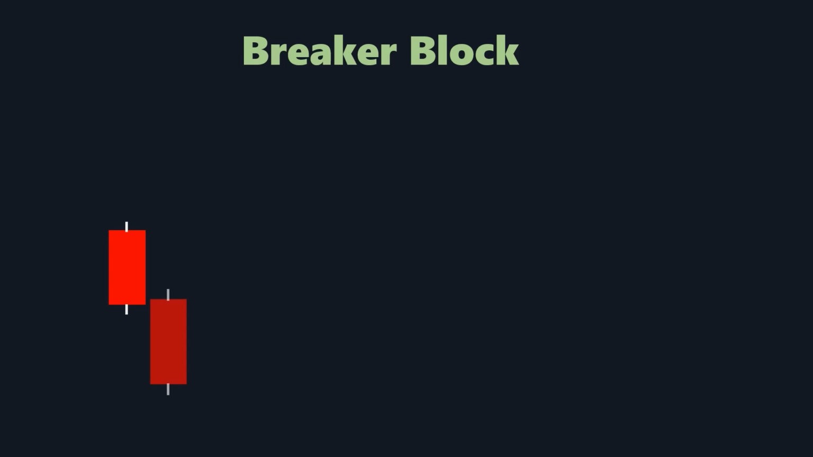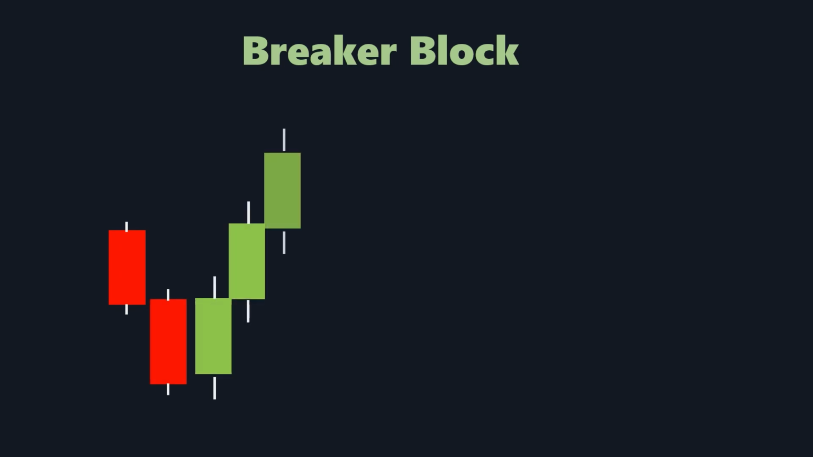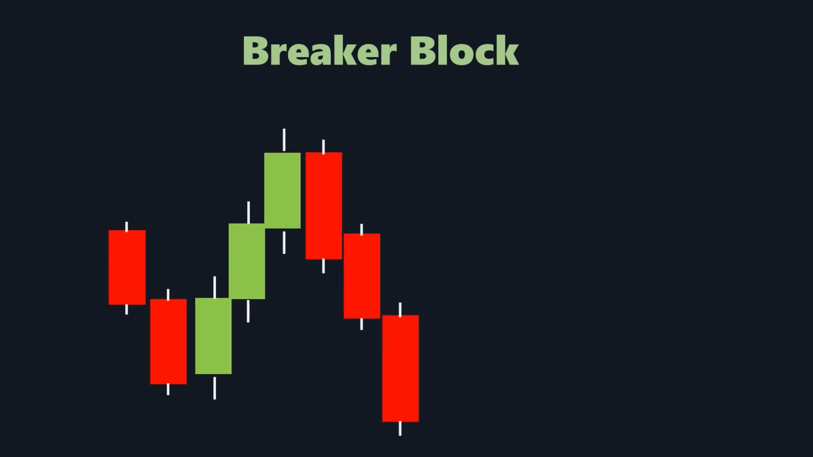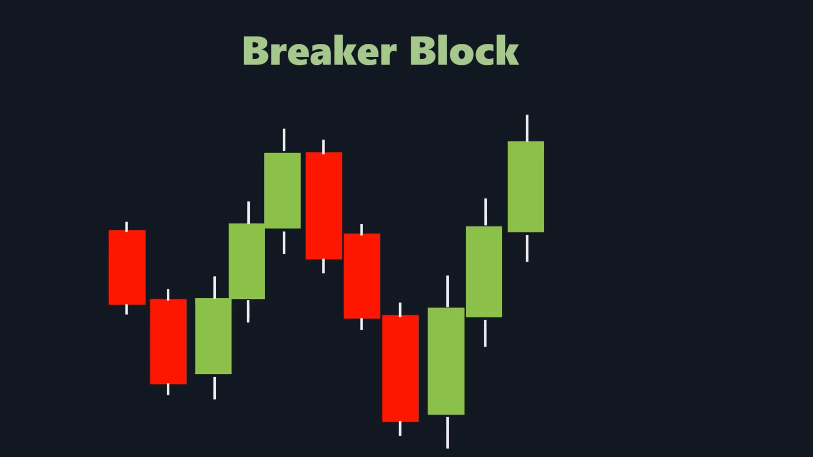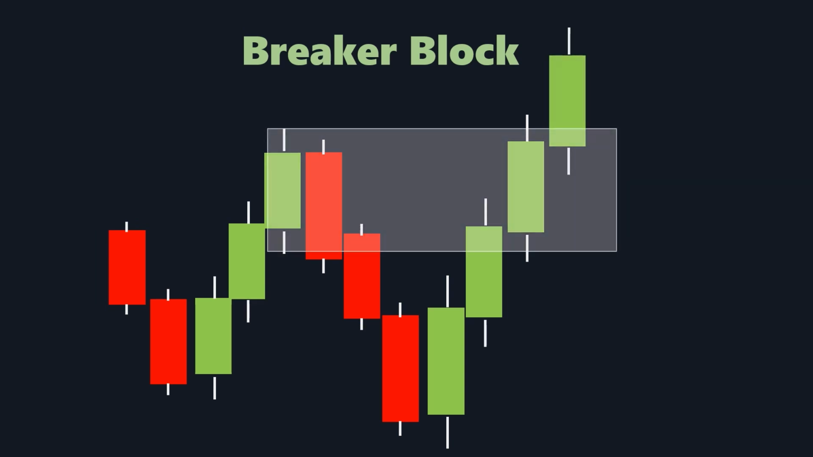The breaker block. The next step is to identify the breaker block that is created. A breaker block is a specialized form of an order block that changes its role after a key market level is broken. Typically, an order block is an area on the chart where large institutional orders are likely to be placed, providing strong support or resistance. However, when this area is breached, and the price moves in the opposite direction, it transforms into what is known as a breaker block. This shift indicates a reversal in market sentiment, turning the previous support into resistance or vice versa, thereby signaling a potential trend change to traders.